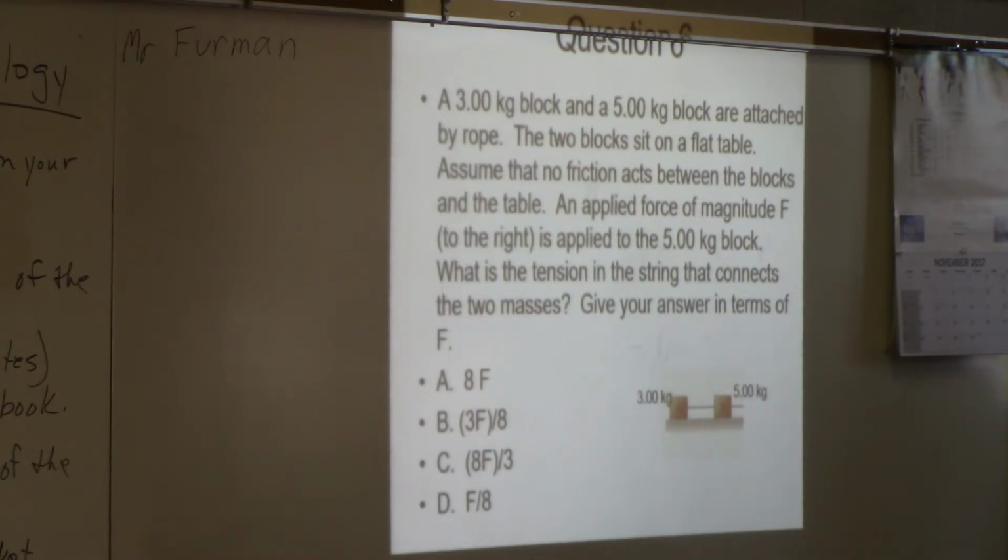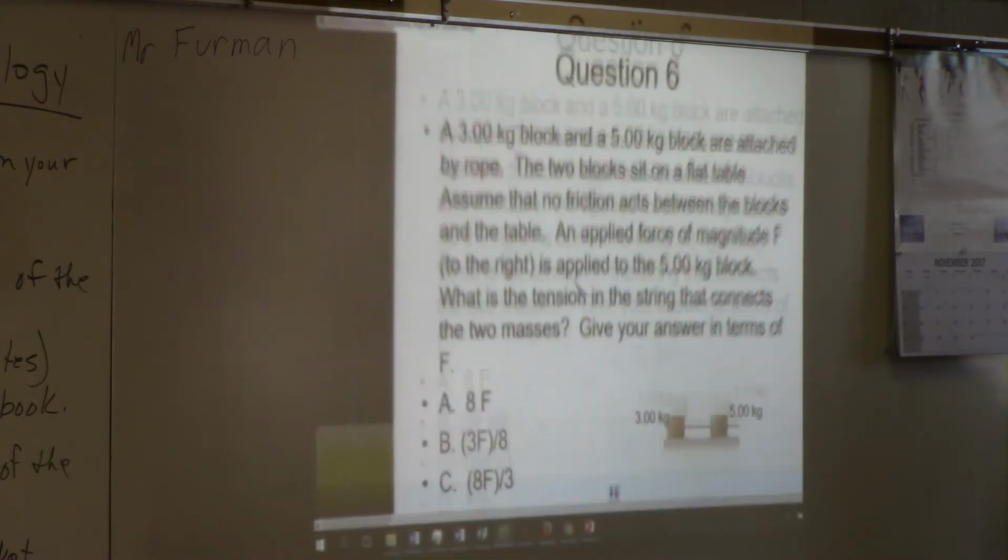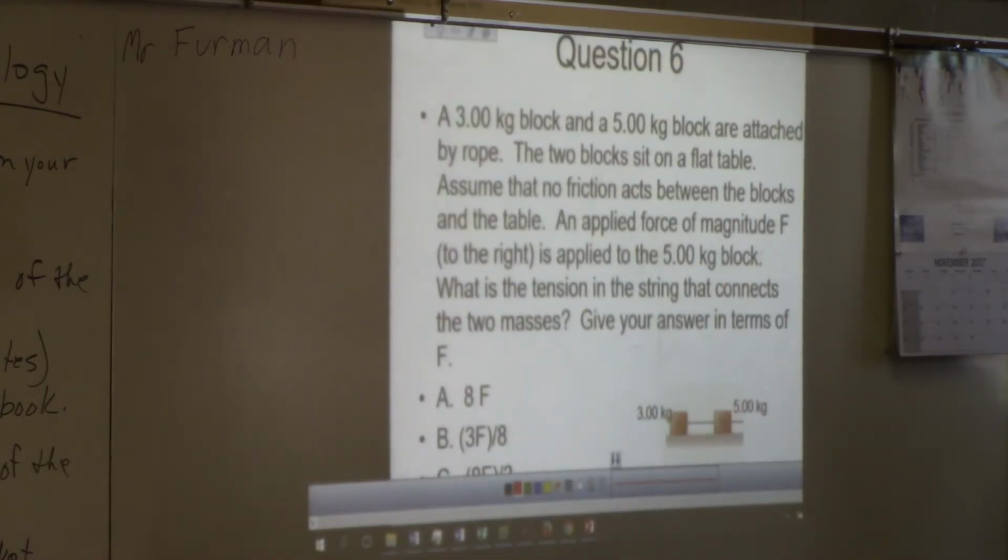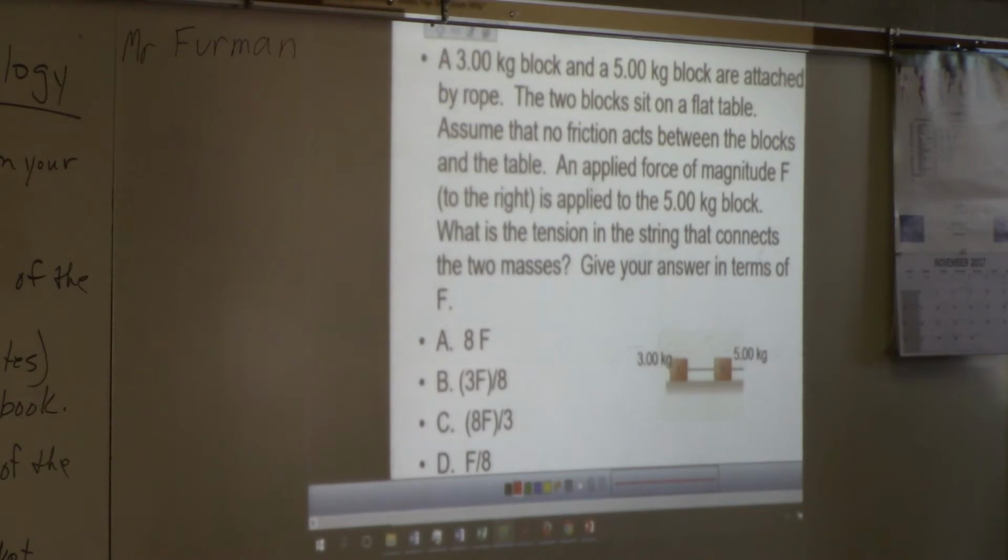This is another fairly typical type of problem in that you have multiple objects, multiple masses. You've got a 3 kilogram mass and a 5 kilogram mass. They're attached by strings. They sit on a flat table. There's no friction. That's nice. I don't have to worry about a frictional force.